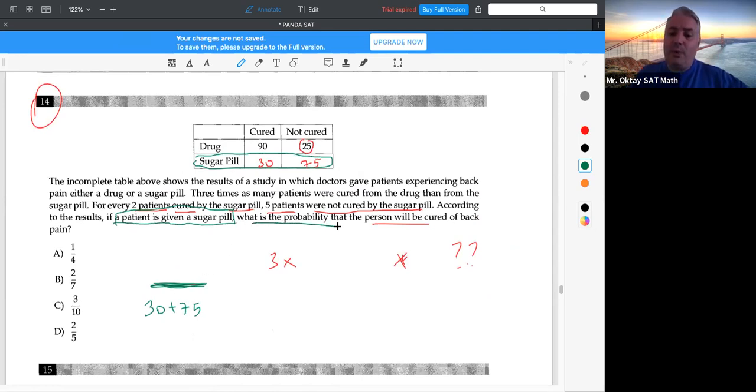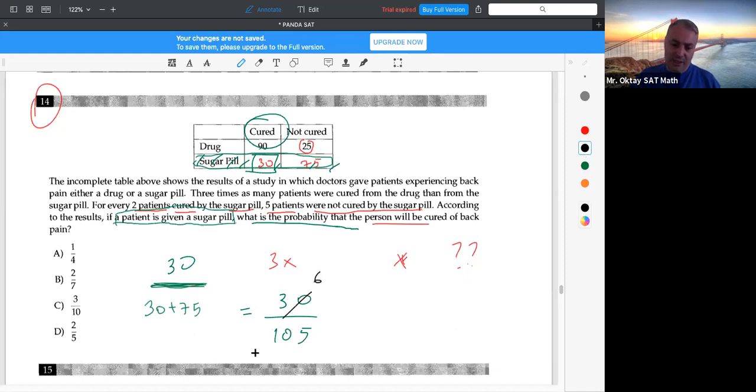Now, what is the probability that the person will be cured? So from this column, the cured ones, how many? 30. Now it's okay. 30 over 105, right? And by using a calculator or just dividing by 5, 6 over 21, then by 3, 2 over 7. Finally, 2 over 7 is the answer to the question.